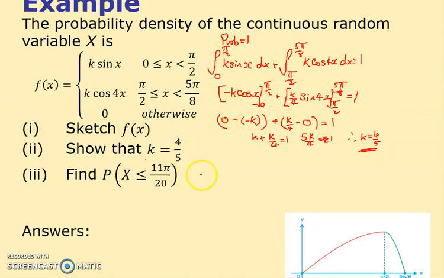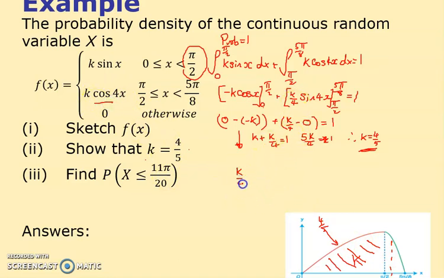What this tells me is the probability of less than or equal to 11 pi by 20. Where does that fall? If you think about it, 11 pi by 20 is a little bit more than a half. So I know from what I've just calculated that this section gave me an area of k, and k, of course, is 4/5. So that's 4/5 for that section. What I'm really trying to do is find the probability up to that value, up to 11 pi by 20. So I've really got to do this integration, which of course I've done up there.